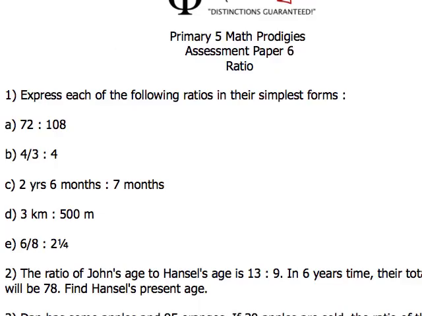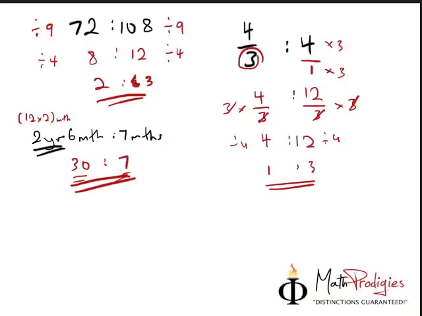Wow, we are really storming through here. 3 kilometers is to 500 meters. Now you have a choice to make it either kilometers or meters. Let me do the easier way, which is to convert kilometers to meters. How many meters are there in 1 kilometer? 1,000. 1,000 times 3 gives you 3,000 meters is to 500 meters.